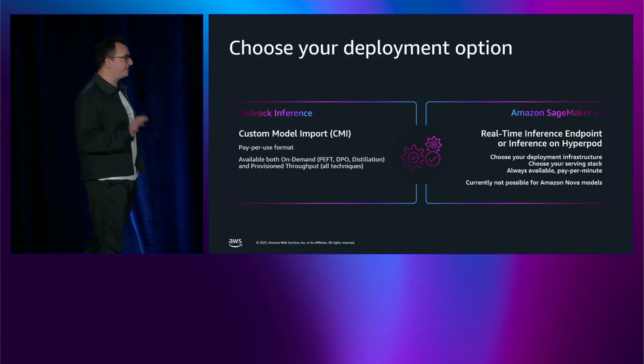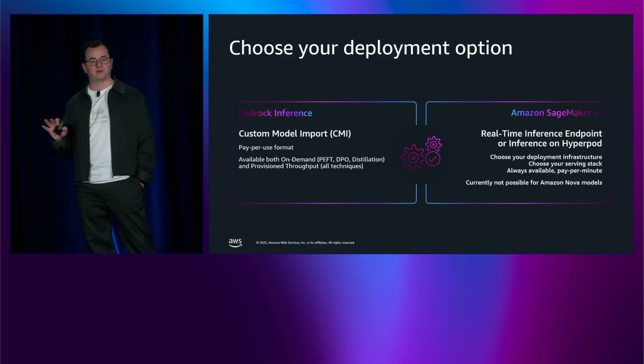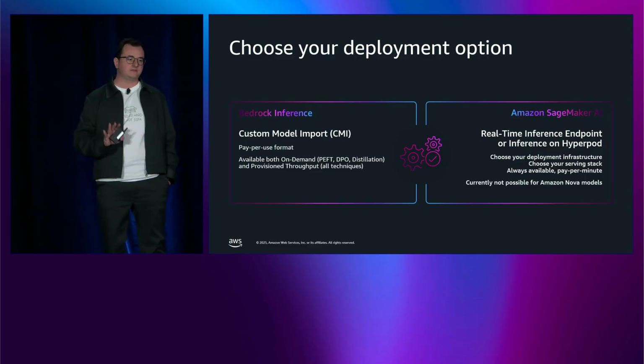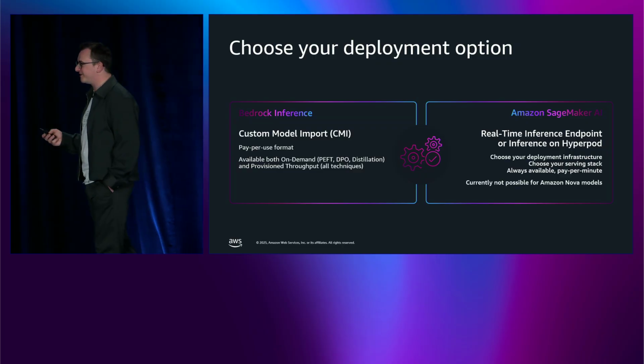Just a note, it's currently not possible for Amazon Nova models to be deployed on SageMaker, neither endpoints or Hyperpod, but just wait for it, all right? I'm afraid I can't say anything more.